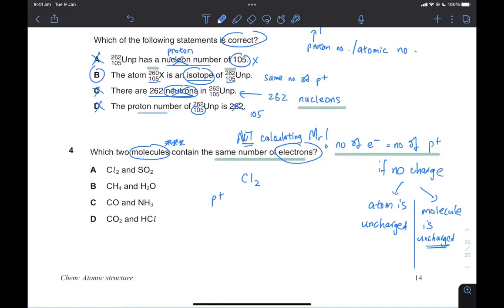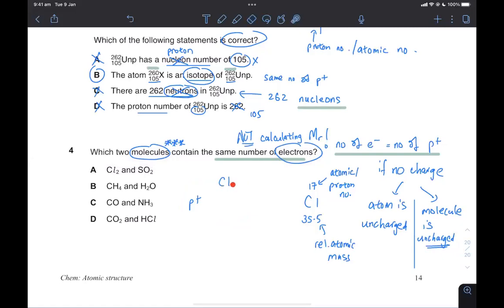2. That is wrong. Protons. Can you find chlorine in your periodic table? 35.5. Nope, that is also wrong. I just said not calculating Mr. What are you kidding? Chlorine 17 and 35.5. 35.5 is relative atomic mass. This is the atomic, or what you call proton number. So how many protons are there in one chlorine? If you have one chlorine, how many protons are here?